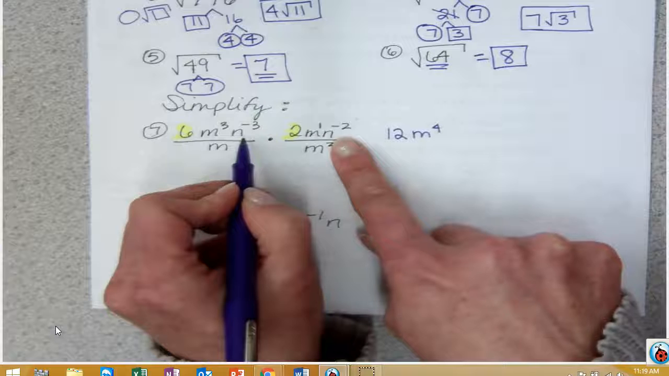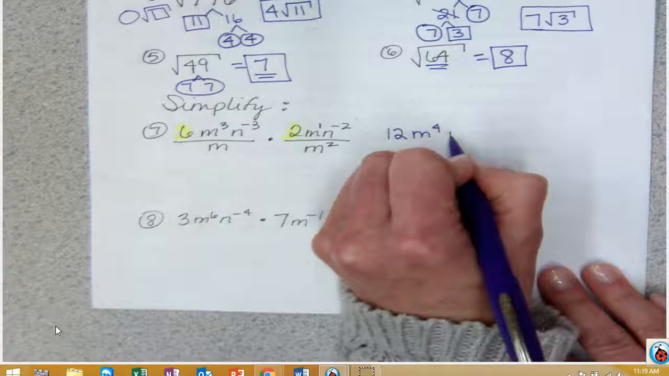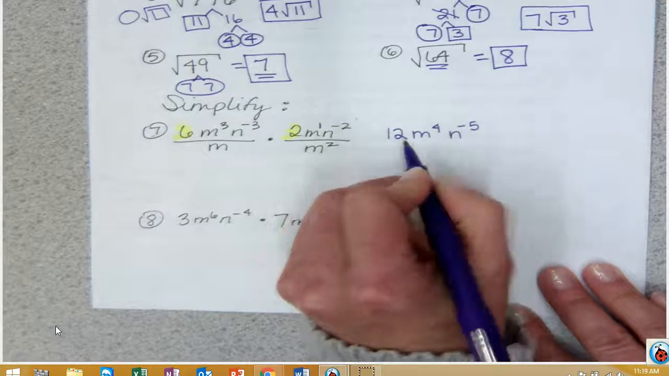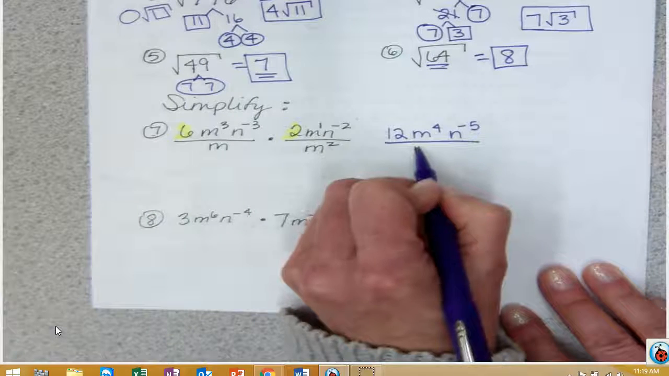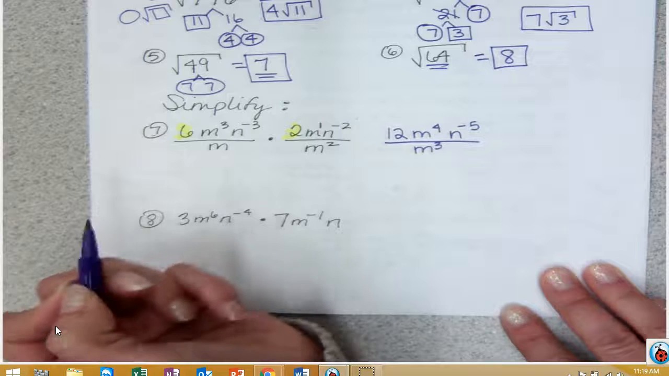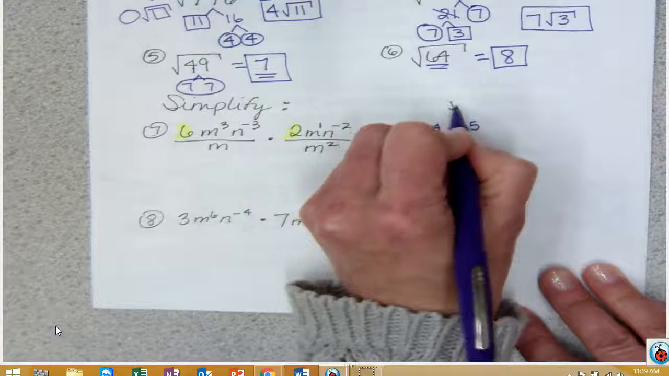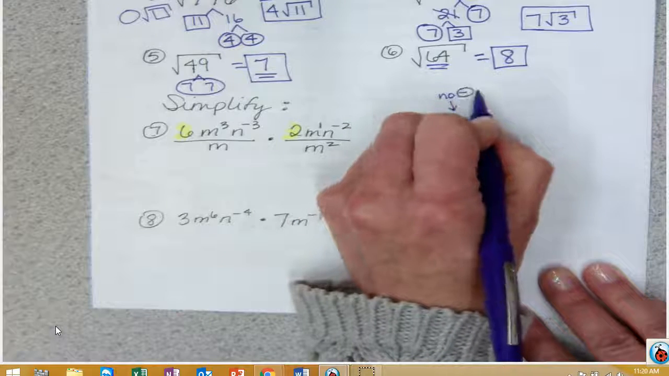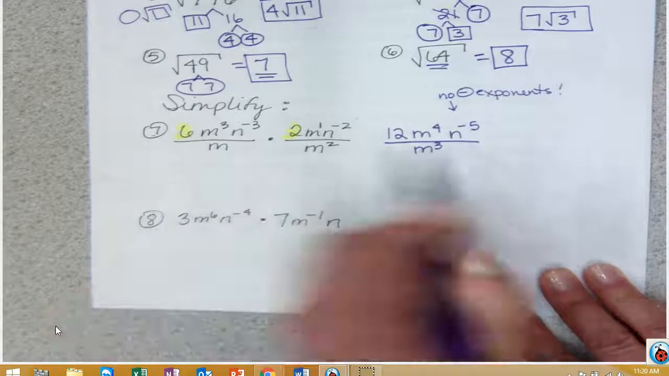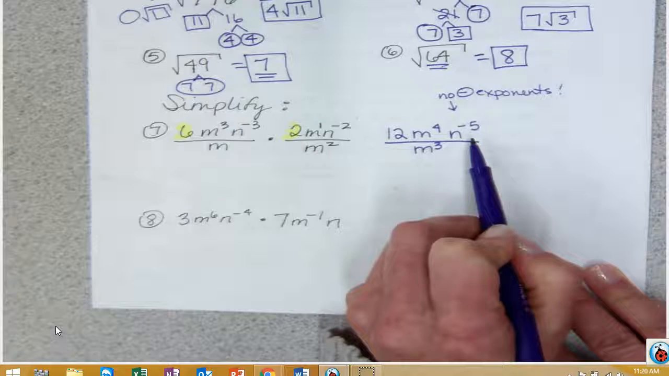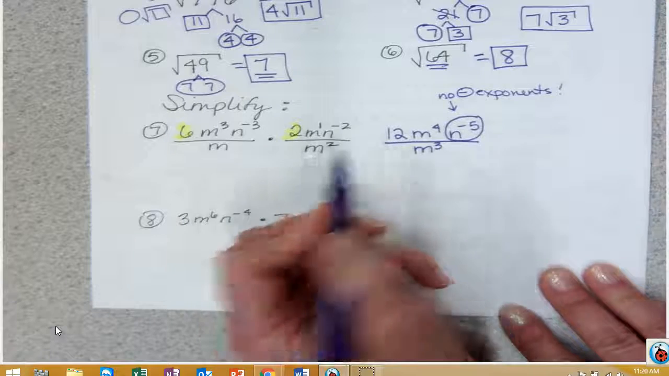Now we've got these negatives. Negative 3, n to the negative 2 is going to give me n to the negative 5. I'm going to go ahead and finish up. Okay, what do I do with this mess? I cannot have negatives. No negative exponents, ever. So what do I do with that? That does not mean that's a negative number. That means that this whole value goes to the denominator.